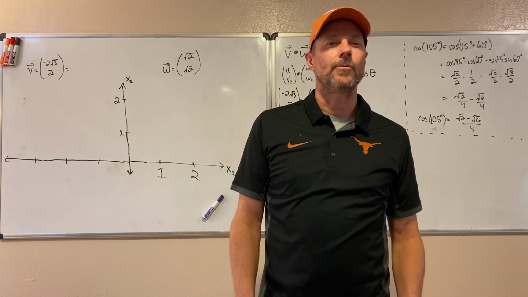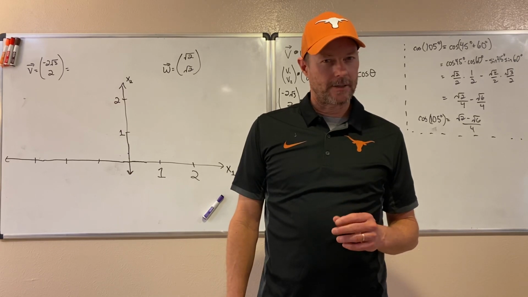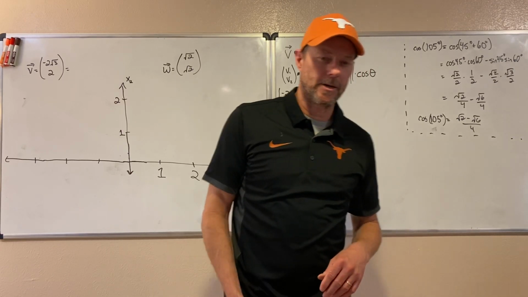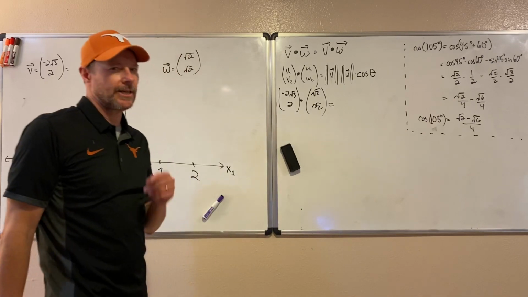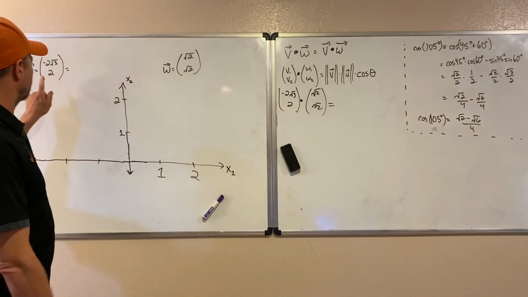Push that rock with some math. This lesson is about the dot product of vectors. Here we go. Let's look at two vectors in two space. We have vector W and we have vector V.